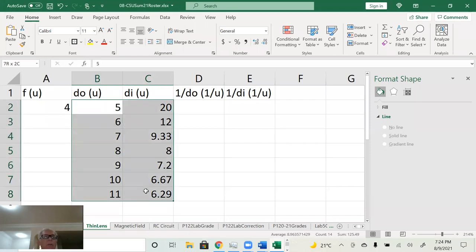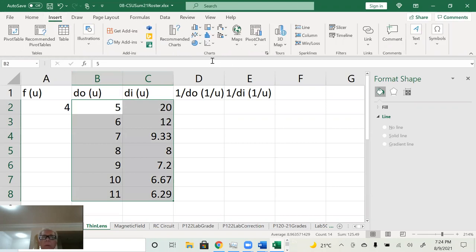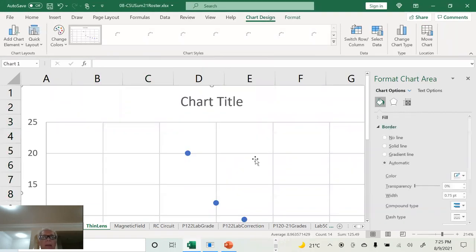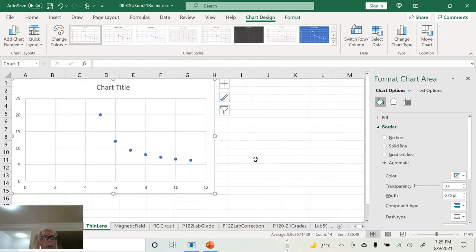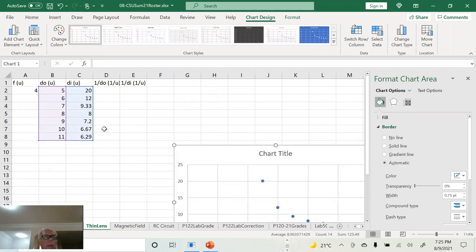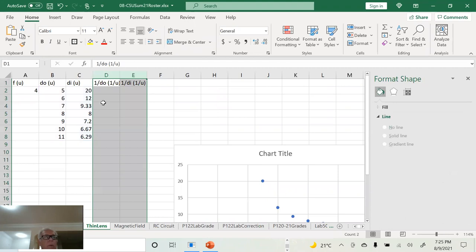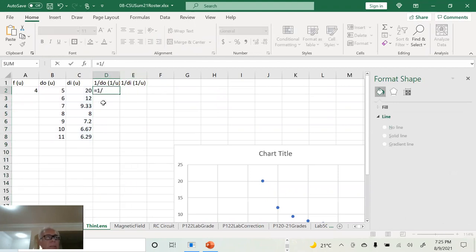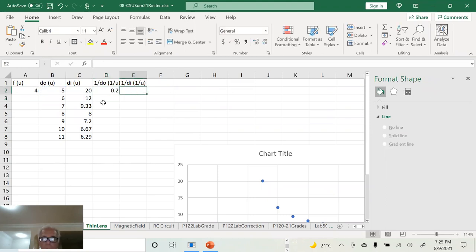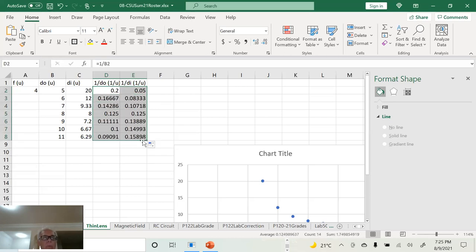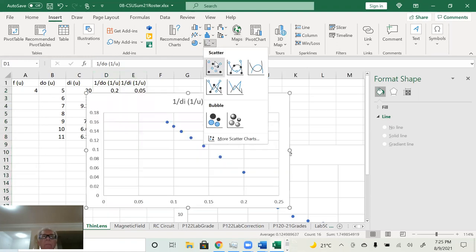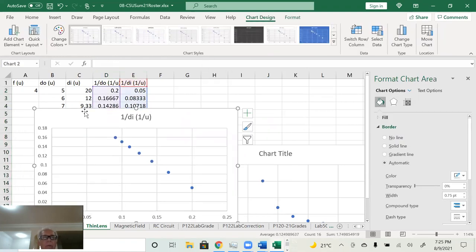Okay, if you plot those two, you're not going to get a linear equation. You don't get a linear equation. See that? But if you plot those two here, which I'm going to do, 1/5, right? 1/20. You go, insert. You do get a straight line.